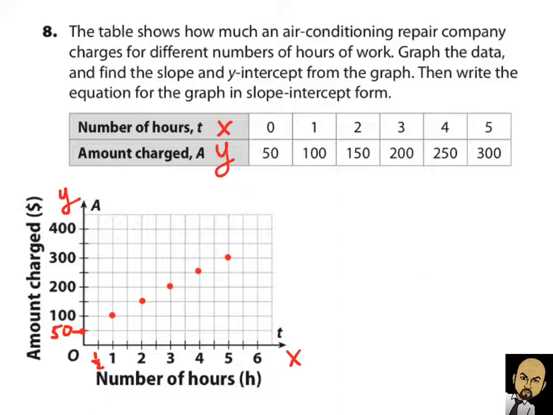5 hours is going to be $300 charge. And so now what we want to do is we want to write the equation in the form of y equals mx plus b, which is the slope-intercept form. We got to figure out the slope, and we got to figure out the y-intercept b.